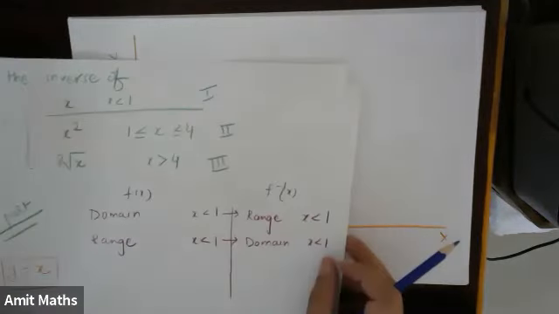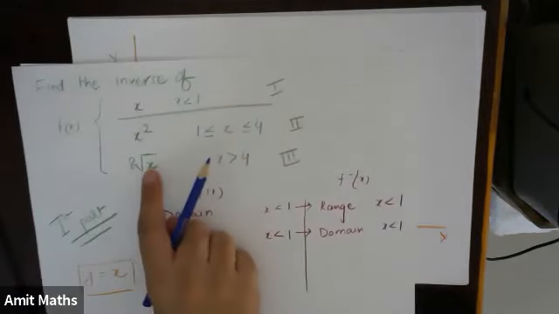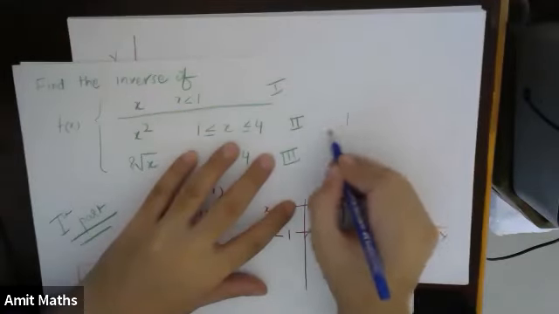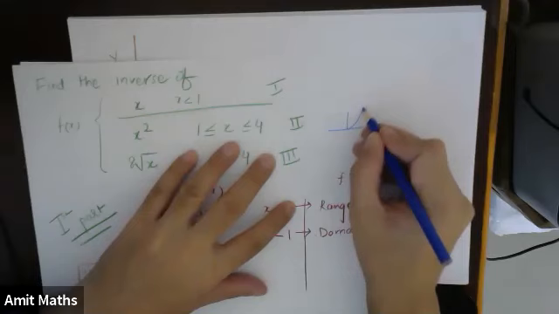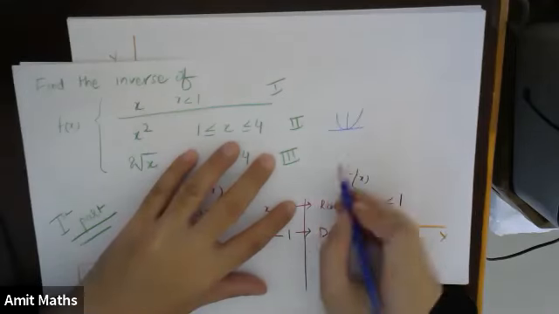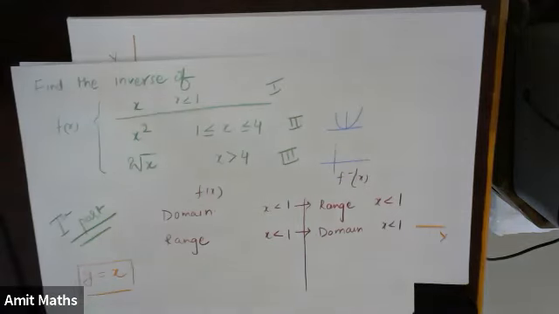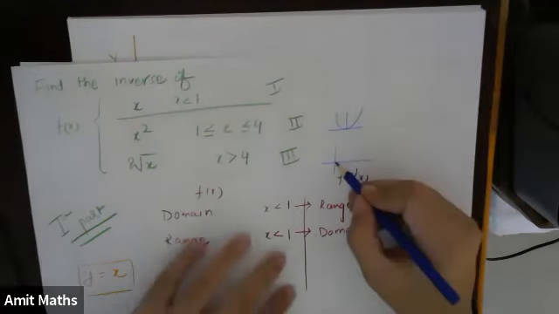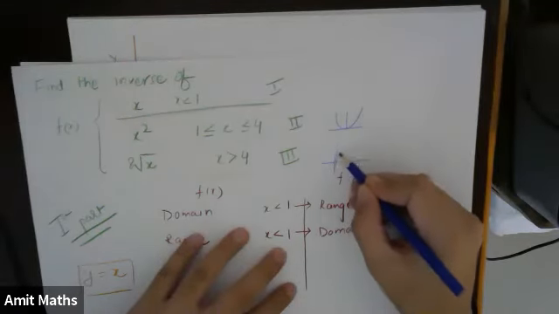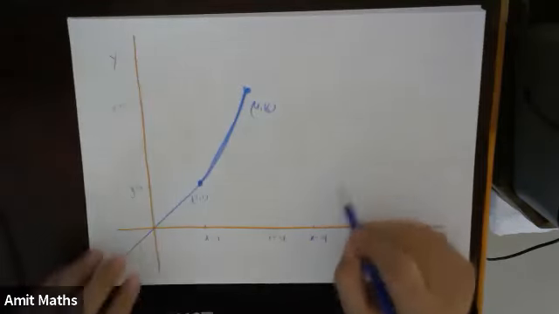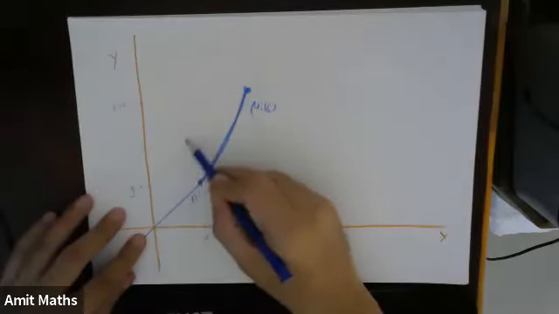Okay, let's see. Now, next is 8 root x. What I'll do is draw small sketches. So this is x square, which will look something like this. And how will the graph of root x look? Just check it. The graph of root x will look something like this.